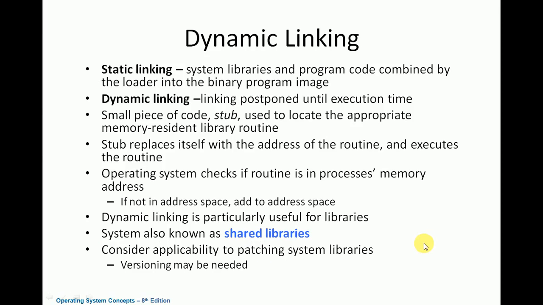Now let us move on to the dynamic linking. As we already discussed, there are two kinds of linking: one is static linking, another one is dynamic linking. In static linking, system libraries and program code are combined by the loader into the binary program image. So before the program is executed, the system libraries are linked to program code. It is called static linking. In dynamic linking, the linking of system library and program code is postponed until execution time. This linking is done at the time of execution, which is called dynamic linking.